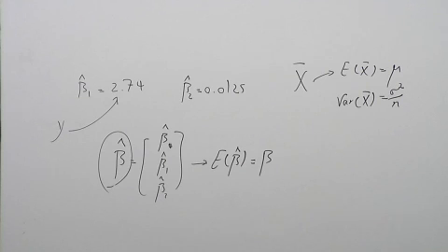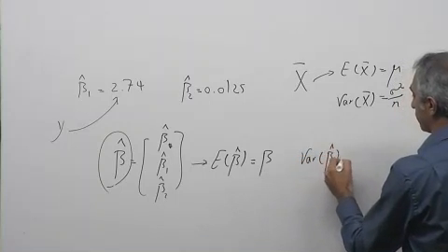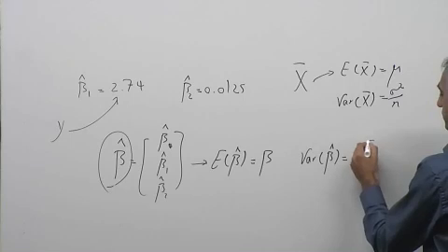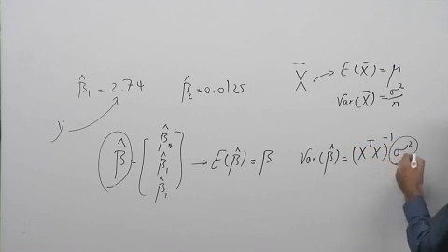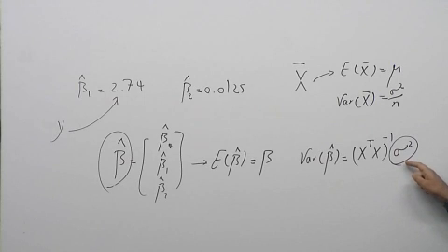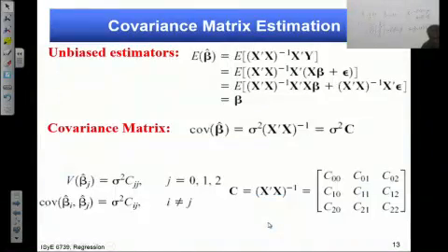The variance of beta hat, as you can see, is (X transpose X) inverse sigma squared. So this sigma squared, you can estimate it using SSE divided by n minus p, like the previous slide. And this (X transpose X) inverse basically gives you the covariance matrix for beta.